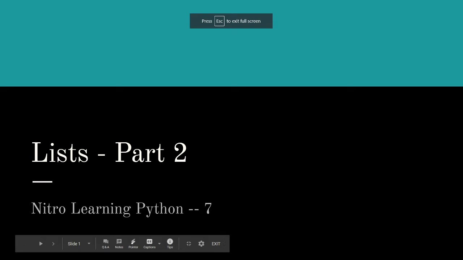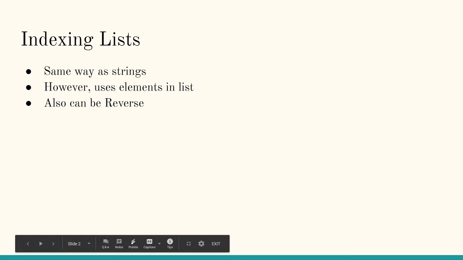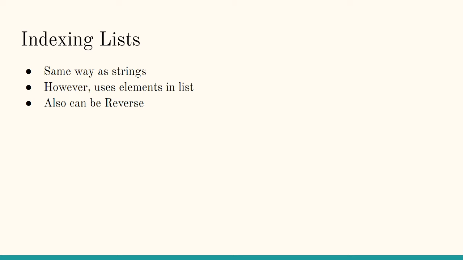So, now that we've been introduced to lists, let's do some indexing and slicing. Indexing lists works the same way as strings, however you can use elements in the list instead of characters in a string, and it can also be reversed. If you don't know what I'm talking about, check out our indexing and slicing strings video for more info on that. I highly recommend it if you don't know about it, because it tells you all about indexing, slicing, and everything else. Here, we're just going over how you do it for lists.